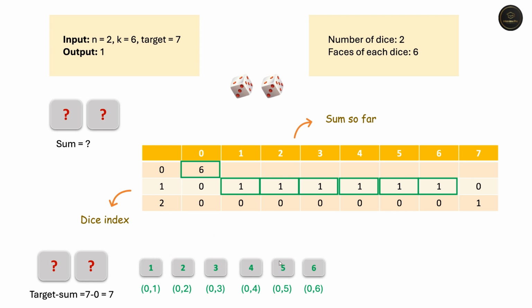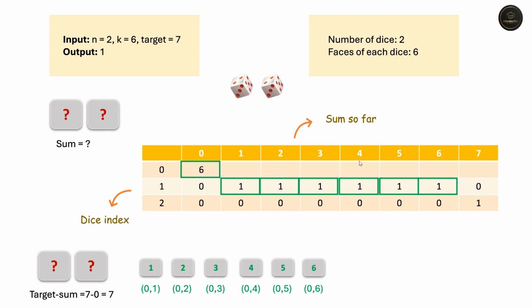So how many possible combinations are allowed in the first dice? It can be 1 to 6. So if I add 1 to the previous sum 0, what would be my answer? 1. So for the sum 1, how many combinations are there, which we have already calculated? It is 1. And if I add 2 to this previous sum 0, what would be the sum? 2. And what are the combinations that we got so far?